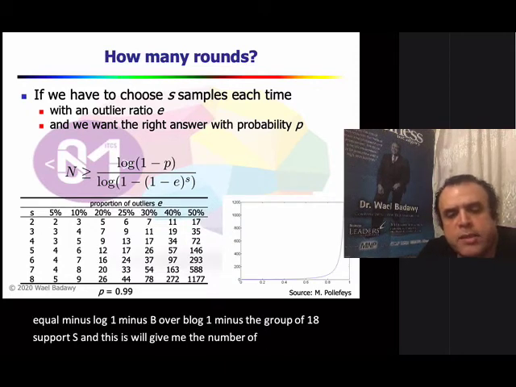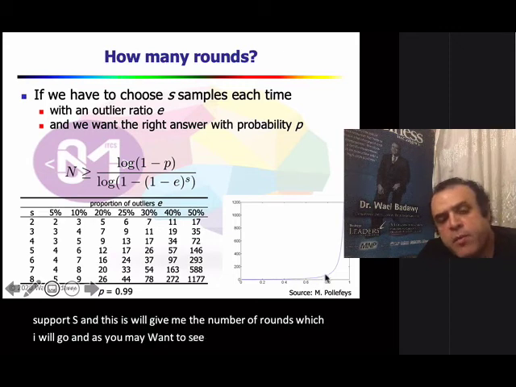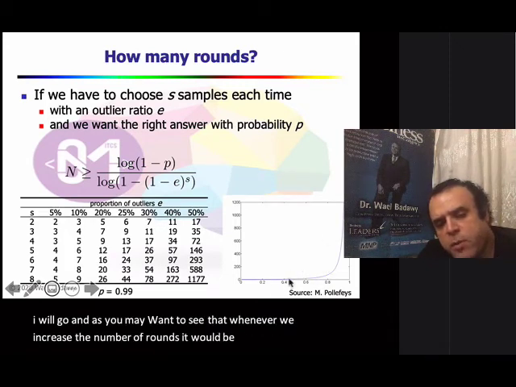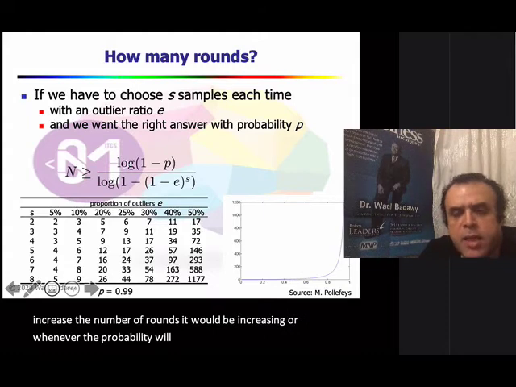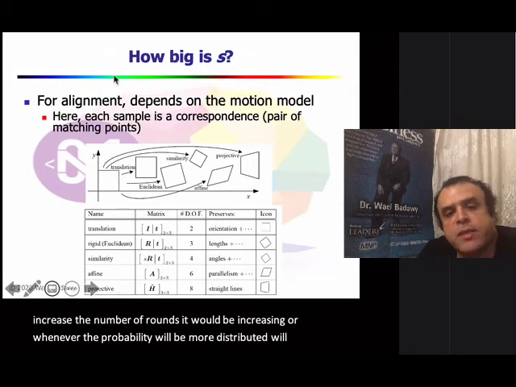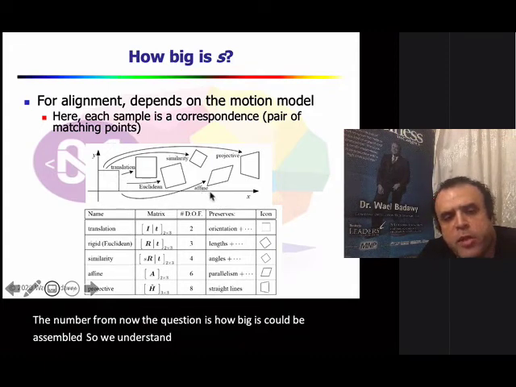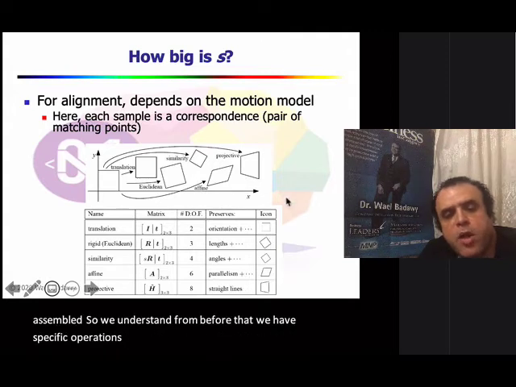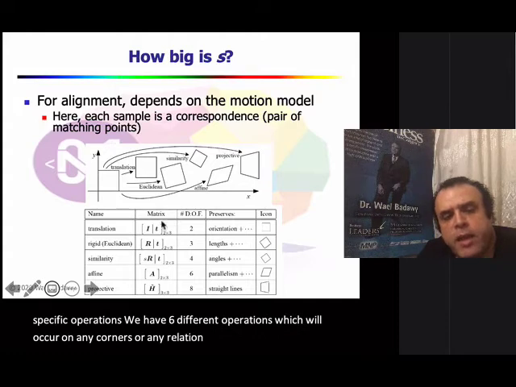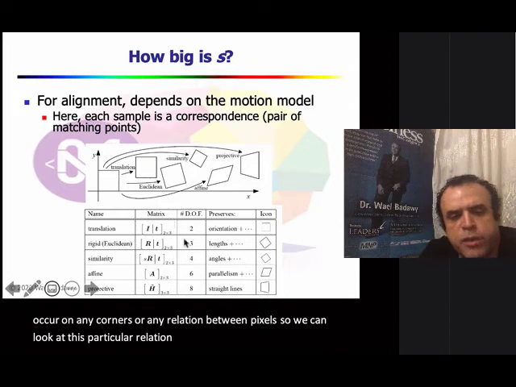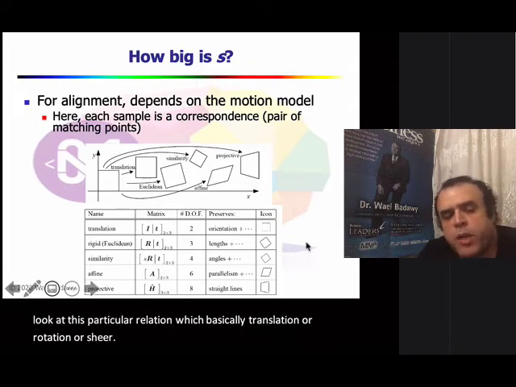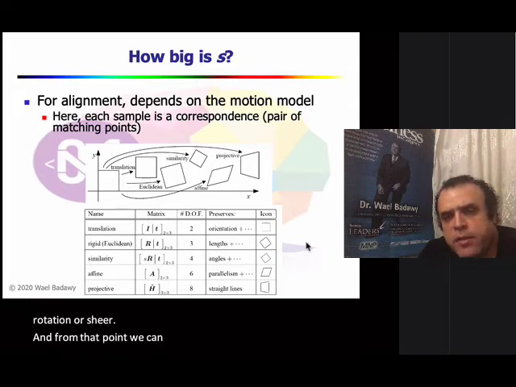As you may see, whenever we increase the probability, the number of rounds will increase, or whenever the data is more widely distributed, we will increase the number of rounds. Now the question is how big S could be as a sample. We understand from before that we have specific operations. We have 6 different operations which can occur on any corners or any relation between pixels. So we can look at this relation, which is basically translation or rotation or shear, and from that we can look at the changes.